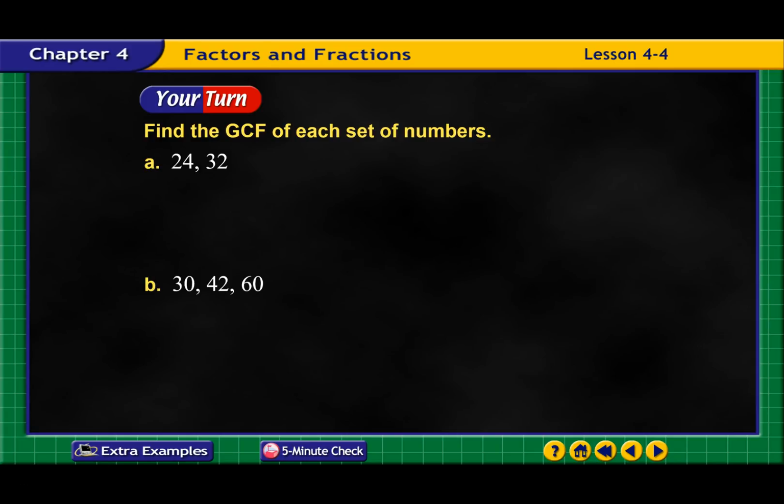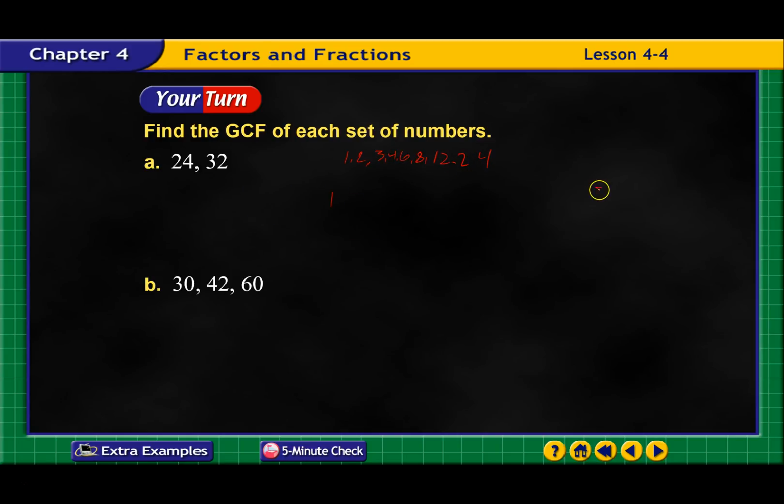All right, find the greatest common factor of each of these. Go. All right, so let's try these out. 24 and 30. So 24, we could be 1 and 24, 2 and 12, 3 and 8, and then 4 and 6. All right, so lots of them there.